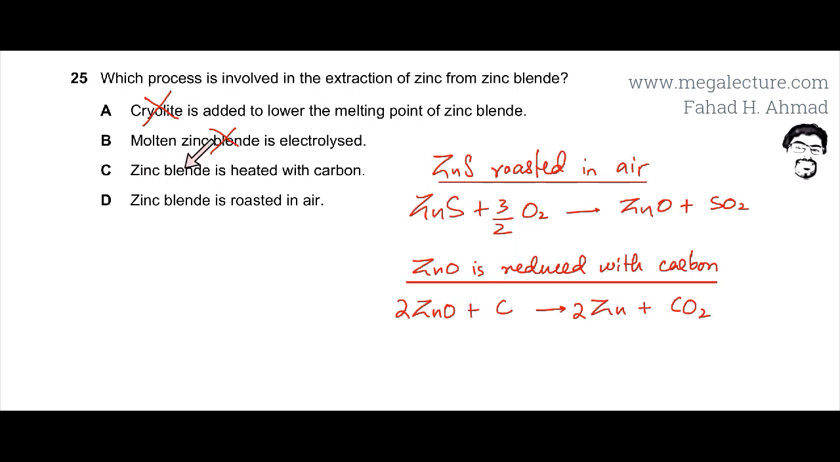Third option is zinc blende is heated with carbon. We are heating it with carbon, but not zinc blende. We are heating zinc oxide. Zinc blende was ZnS. We're roasting it. So the last statement is actually correct. Zinc blende is roasted in air. So the first step is you burn zinc blende and then you produce zinc oxide. So option D is going to be your correct option for this question.